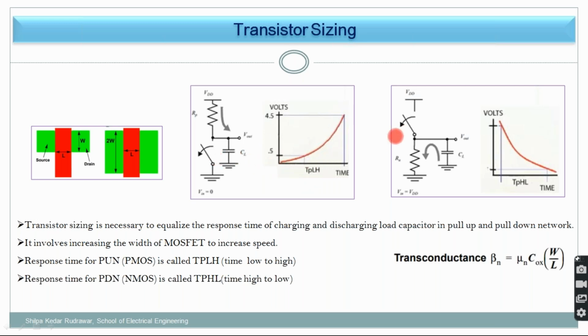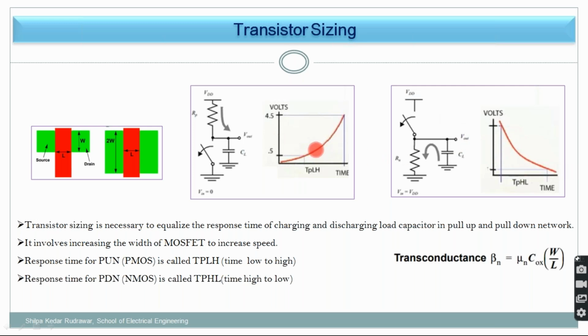Now, when I am giving logic 1, what will happen? The PMOS will be off and the NMOS will be on, and the capacitor will try to discharge. So what will be the case over here? Previously the capacitor had the maximum voltage, logic 1. Now it will try to discharge. So it will be TPHL, high to low. That is the time taken to go from high to low.